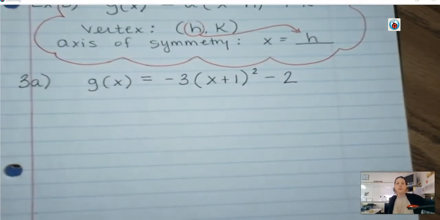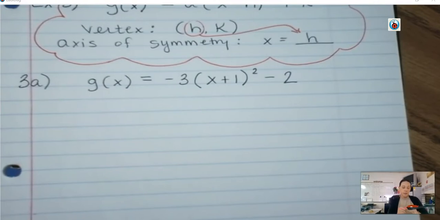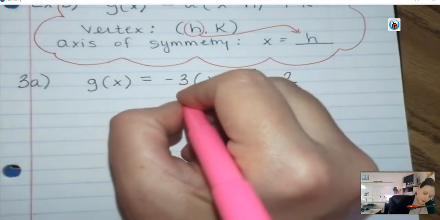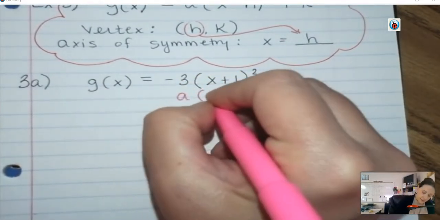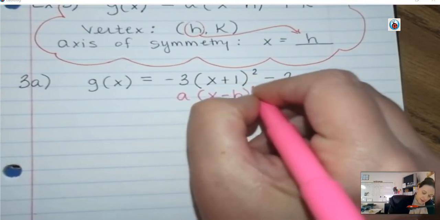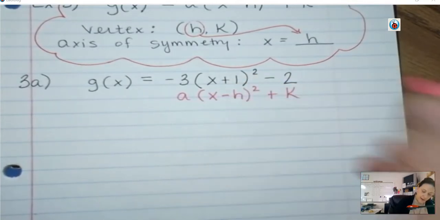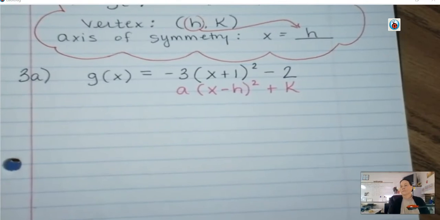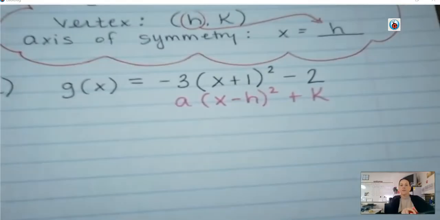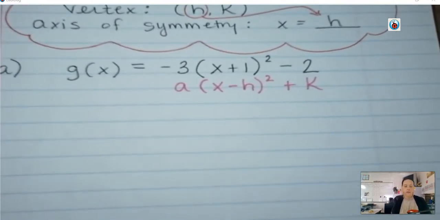Now what I'm going to do is underneath it, I'm going to write the vertex form. So vertex form is a times x minus h squared plus k. This will help me to identify what the a, the h, and the k really stand for. And then I can know some details about my range just from looking at the equation in vertex form.